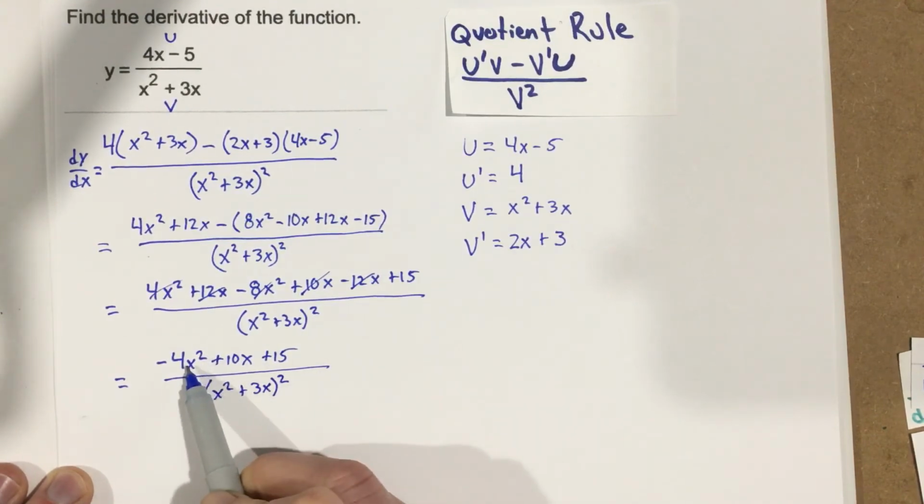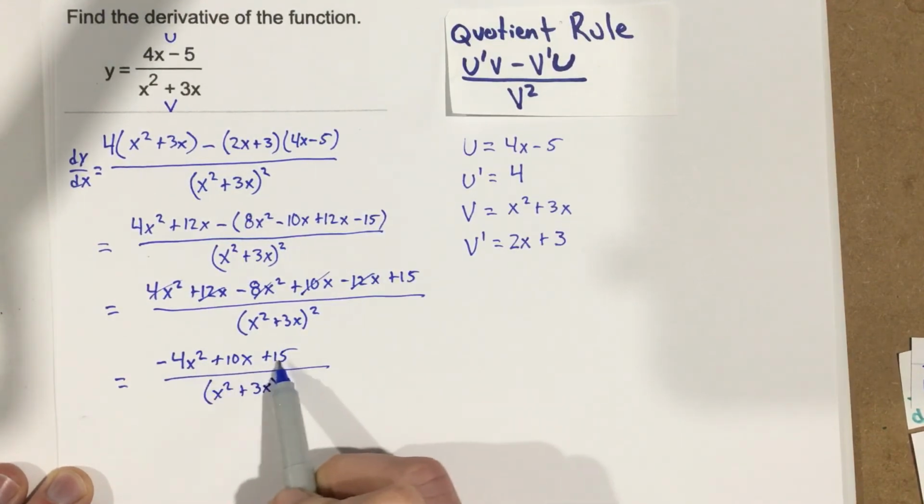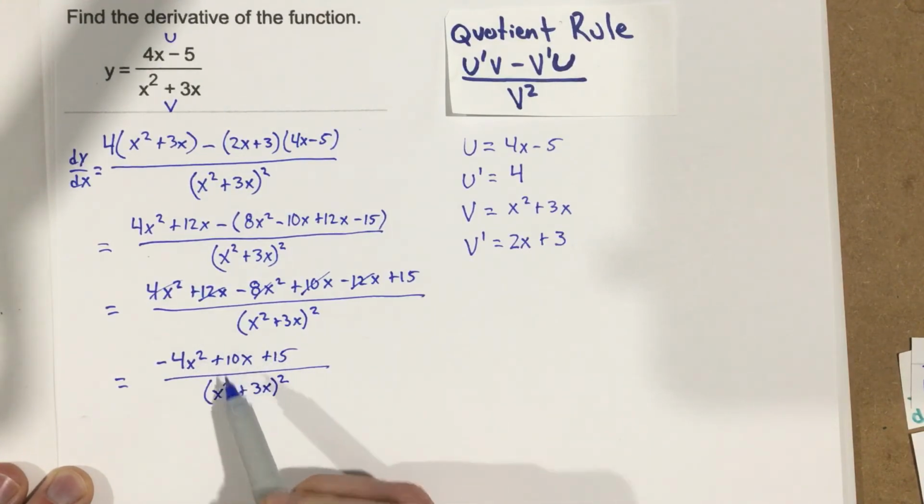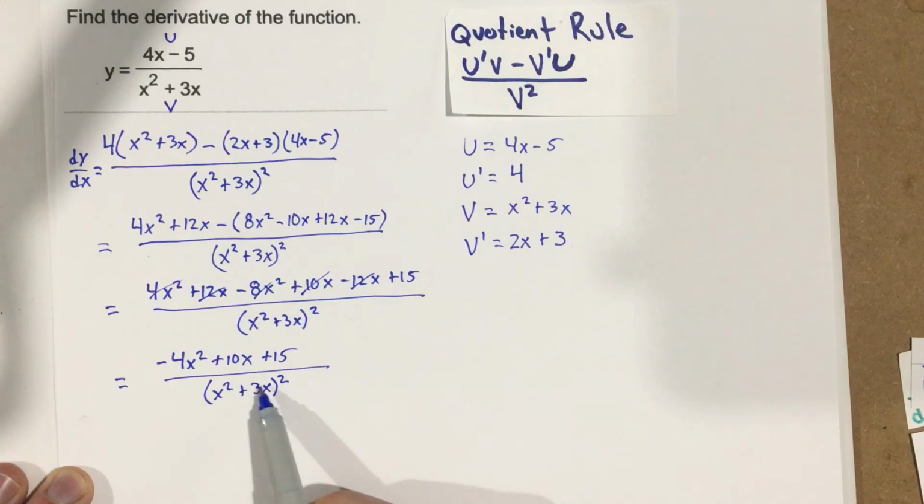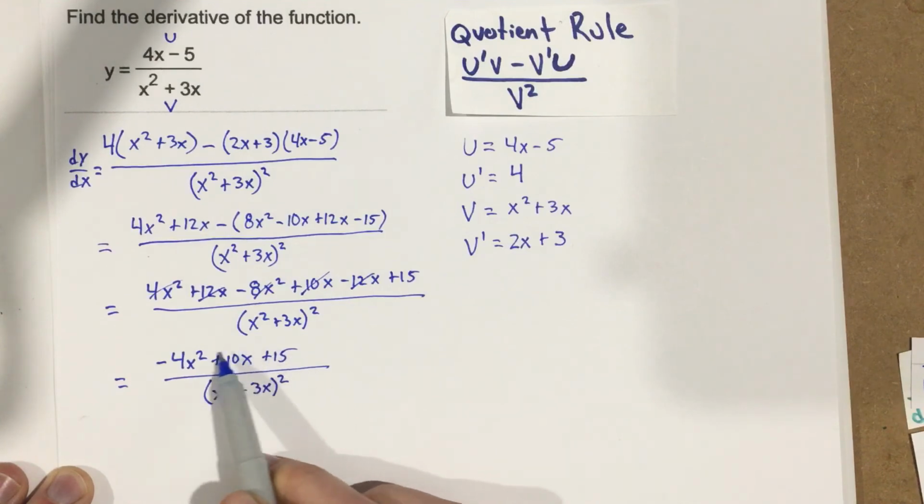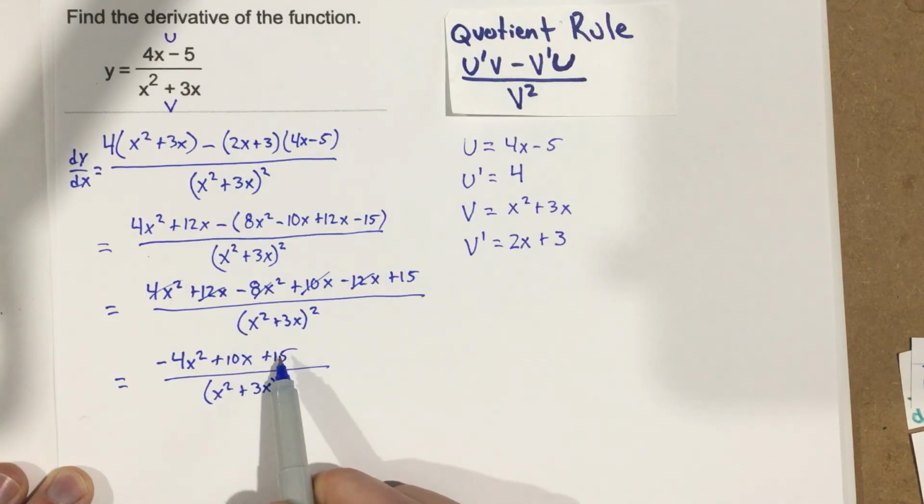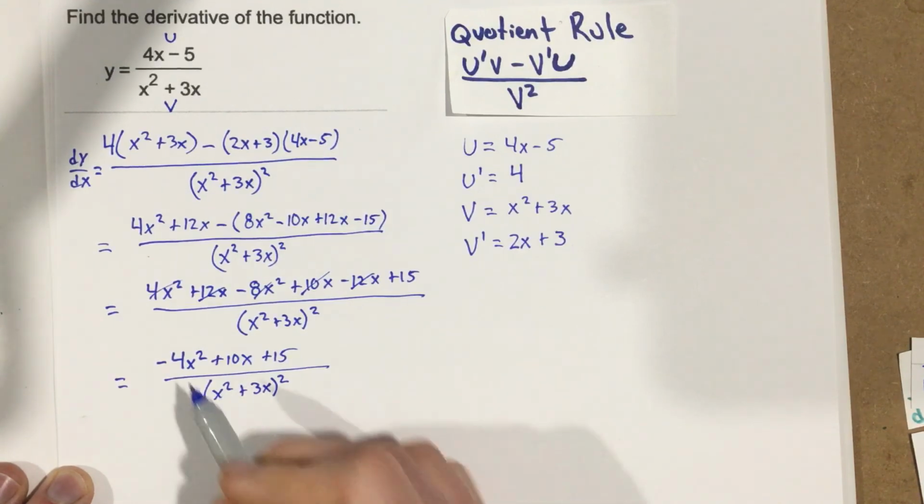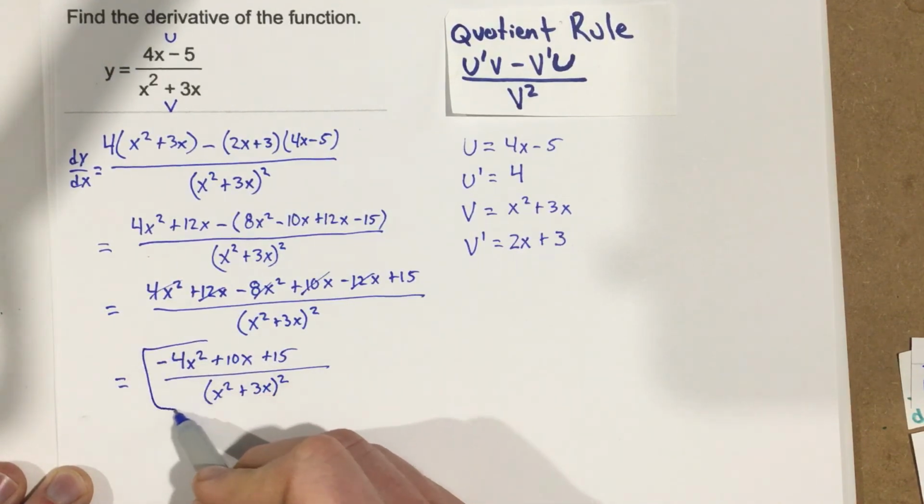Now at this point, I could try to factor this quadratic, but whatever factorization I get from this quadratic is probably not going to cancel with the bottom, because this is x squared plus 3x, which you're going to get two binomials with the highest power being 1. This has a highest power of 2. It's not going to cancel out. So this is the derivative, the simplified version of it.